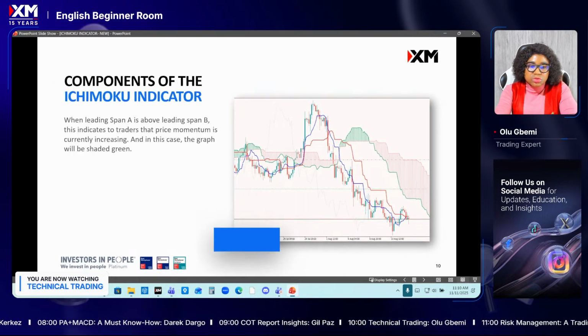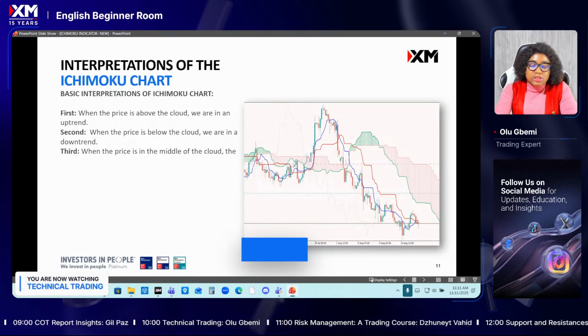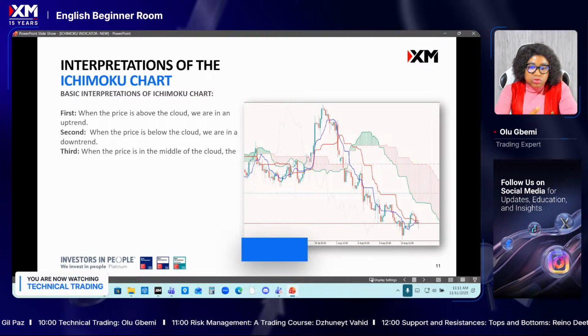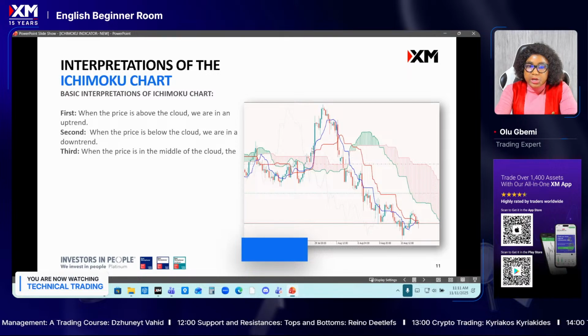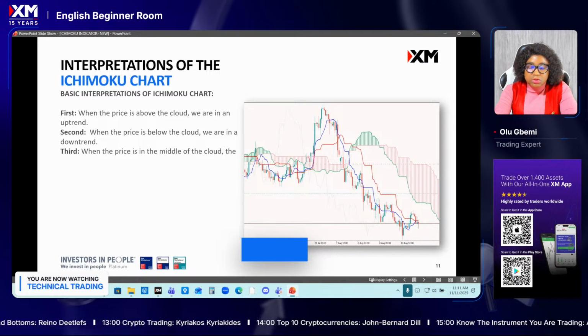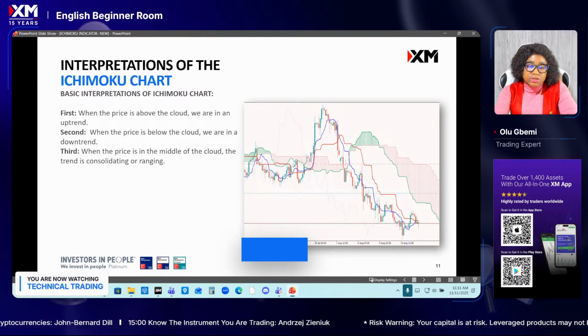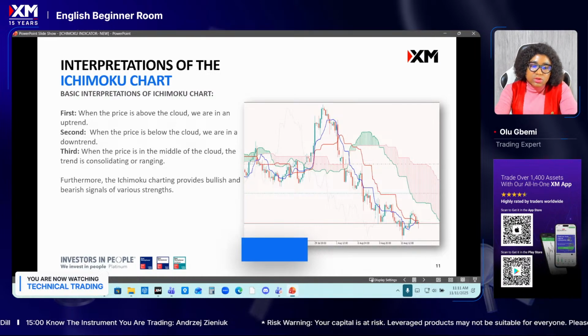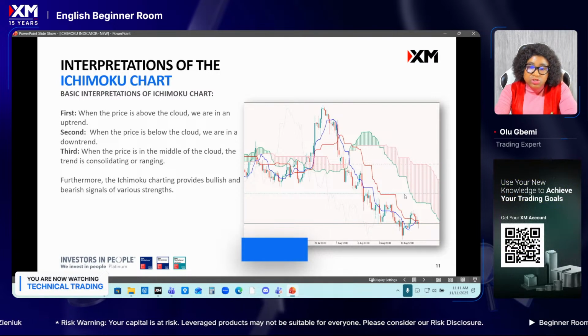So to adopt the Ichimoku Kinko strategy, what are some of the things we want to look out for? Now let's look at the interpretation of the rules first. The first thing is when the price is above the cloud, like when we were here, we are in an uptrend. We are considering that as an uptrending move. When the price is below the cloud, we consider that we are in a downtrend. And when the price is in the middle of the cloud, we say that we are in a ranging market or a consolidating market.